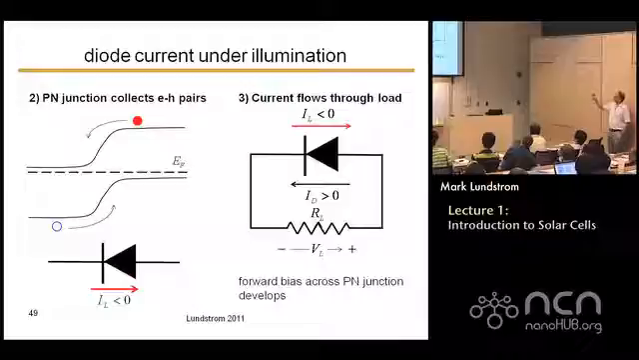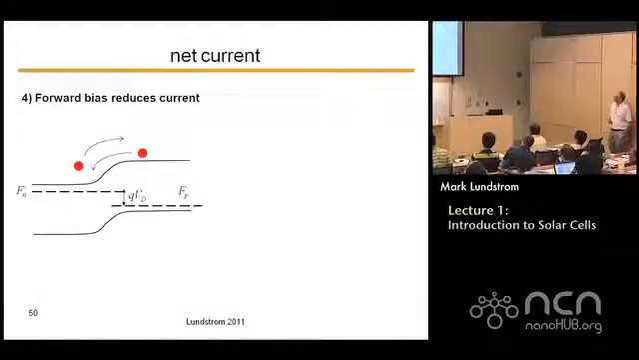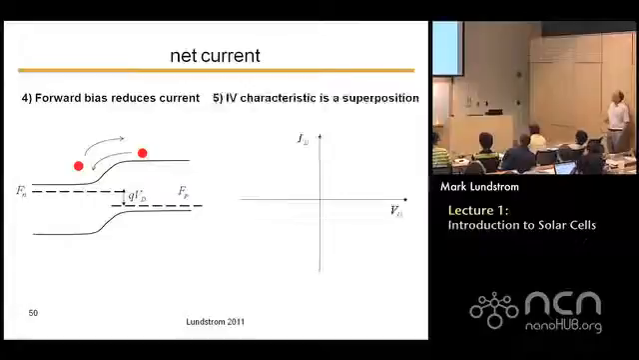So the net result is that I get some combination of those two. That forward bias lowers the barrier, and now some electrons are being collected, but other electrons are hopping over the barrier in the opposite direction and going to the p side. So what I get is the combination of the two. And the simplest way I can think about this is it just behaves like a superposition.